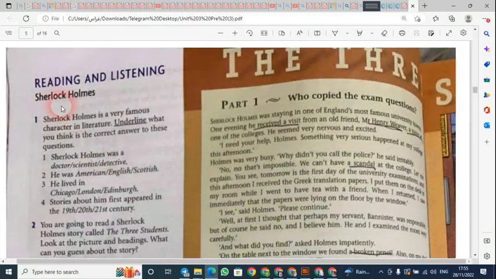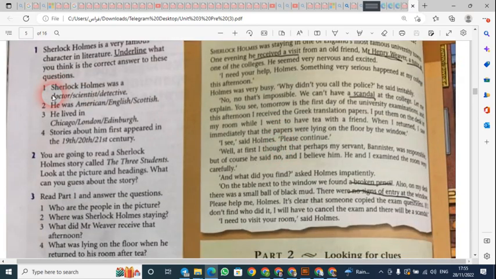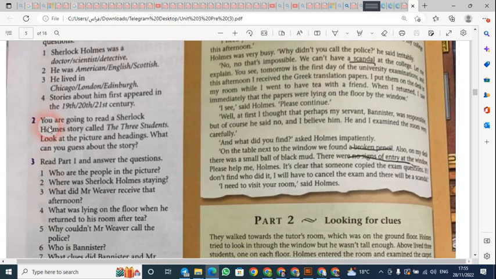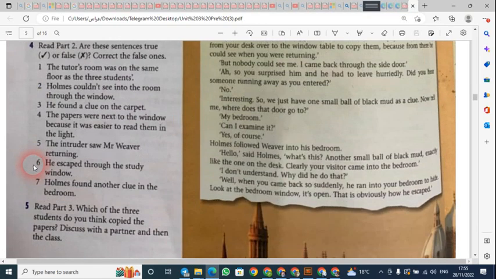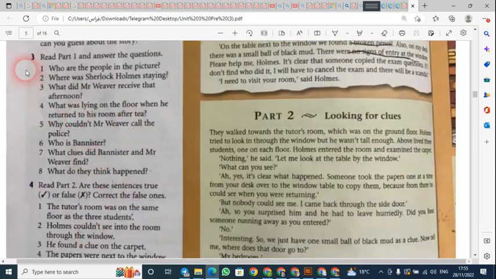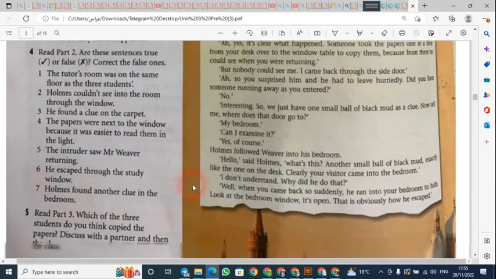Let's first read what is required from us. He says that Sherlock Holmes is a very famous character in literature. Underline what you think is correct answer about these questions. هذه أسئلة عن شارلوك هولمز بخصوص معلوماتك العامة عنه قبل أن before we read the passage. Was he a doctor, scientist or detective؟ هل كان طبيبا عالما أو محققا؟ Was he American, English or Scottish? And so on. Number 2, we will skip number 2. We will do questions in number 3 and 4 after we read the passage. وسنقوم بحل فقرات التمرينين 3 و4 بعد أن نقرأ أو قطعة.